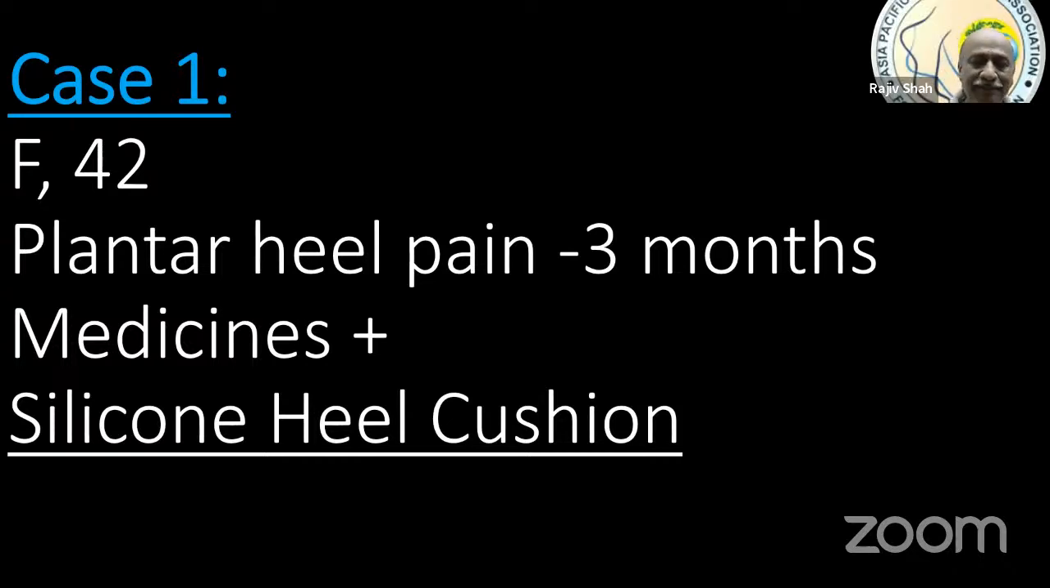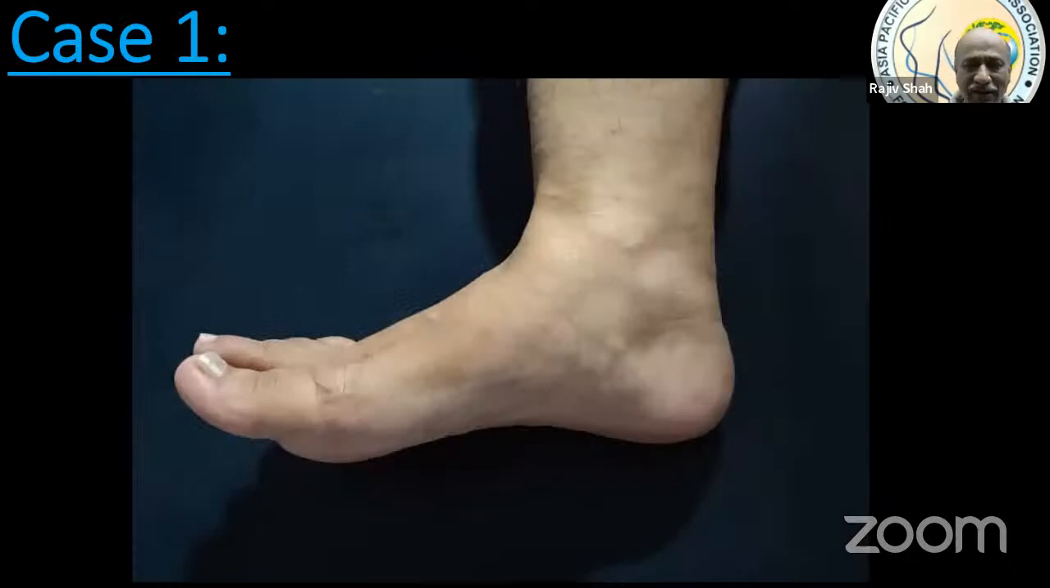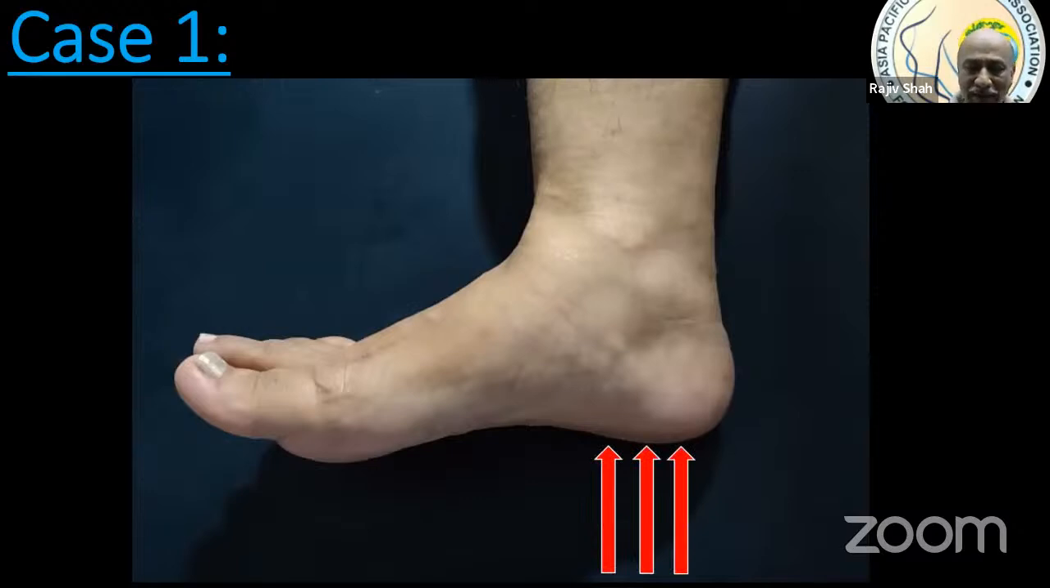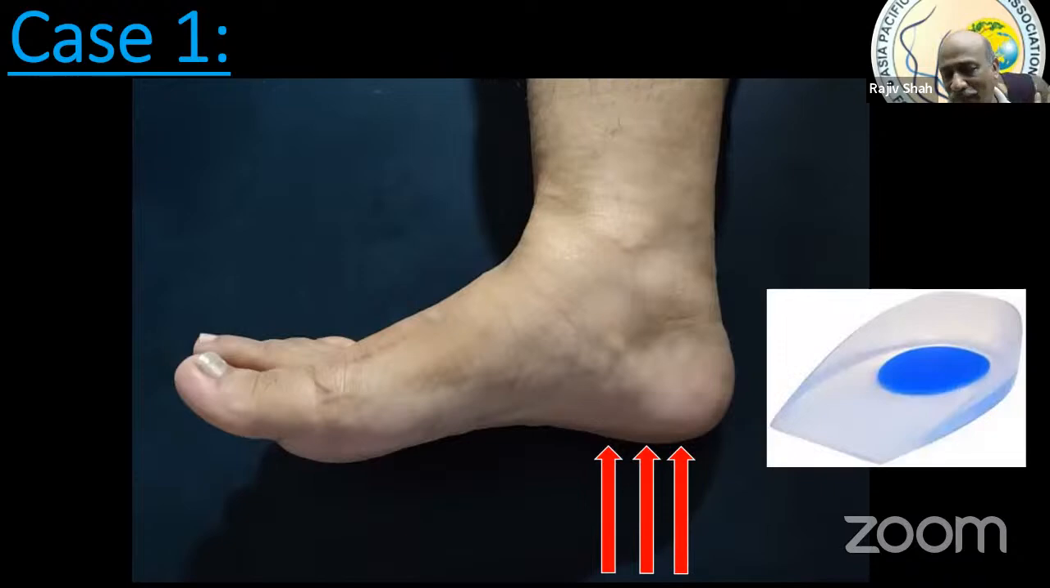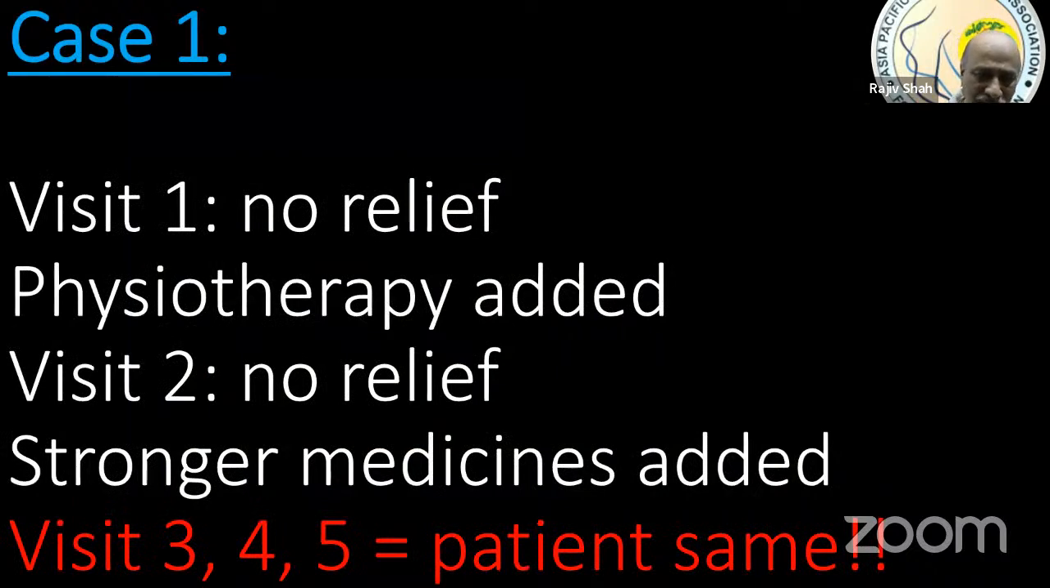Just a guesswork. This is case one of a female, 42 years, who has had plantar heel pain for 3 months. She has been prescribed medications plus a silicone heel cushion by a doctor. She has perfectly subcalcaneal pain, and this is the kind of silicone heel cushion prescribed. With visits 1 and 2, in spite of adding stronger painkillers, and visits 3, 4, 5, the patient has not improved. And then my question would be why?